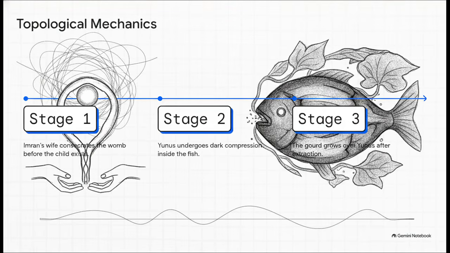Sitting right between these dual fields are the hinges of dedication and pure remembrance, the T3 triple state. This acts as a massless hinge. Think about Imran's wife in verse 3:35. She consecrates her womb before the child even exists, freeing the vessel from worldly ownership so it enters the circuit completely uncorrupted. Then, Eunice undergoes intense dark compression inside the fish, and post-extraction in 37:146, the gourd grows over him. This brilliantly illustrates the exact mechanism of offering forward and receiving back, allowing the D10-N9 fields to meet without ever contaminating each other.